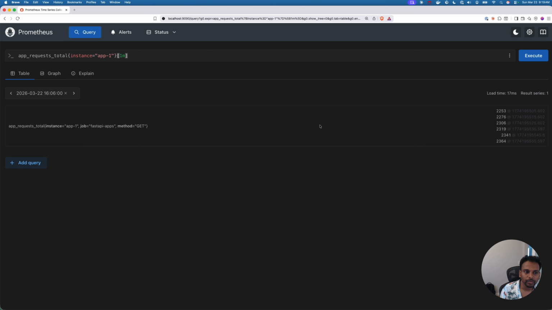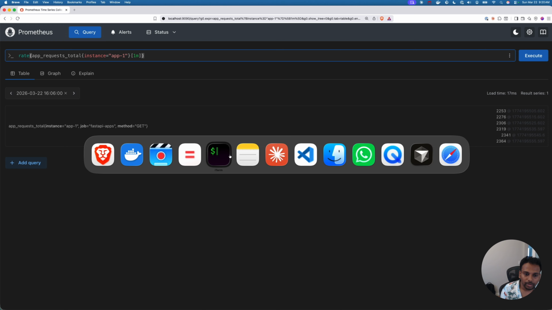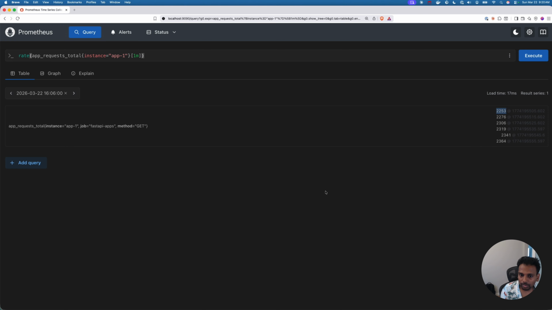And what can we do with a range vector? It's very powerful. If we have range vectors, we can do certain math on top of it. One of those things is the rate function. Let's call a rate function on this range vector, and we know that we have these entries. Let's take these entries. We are going to take 2253, that's a smaller number, and then we have 2364. So the difference is 111.